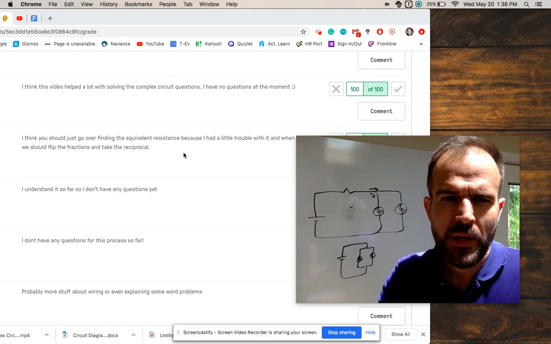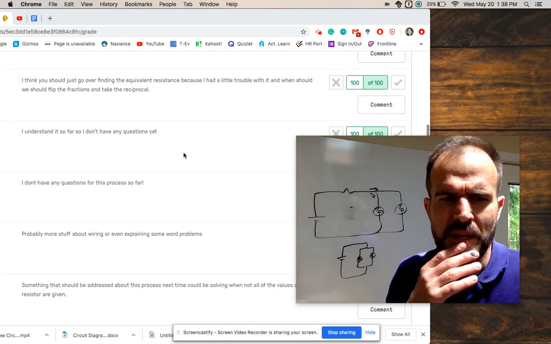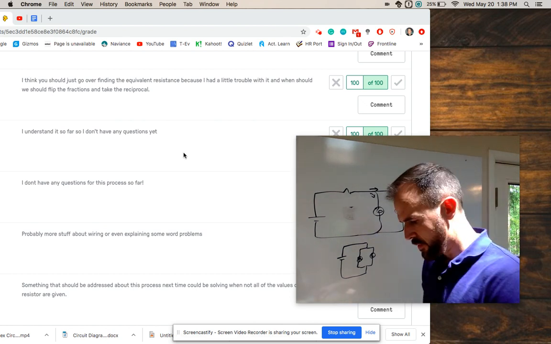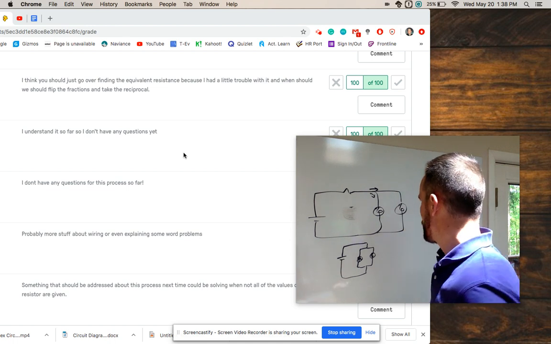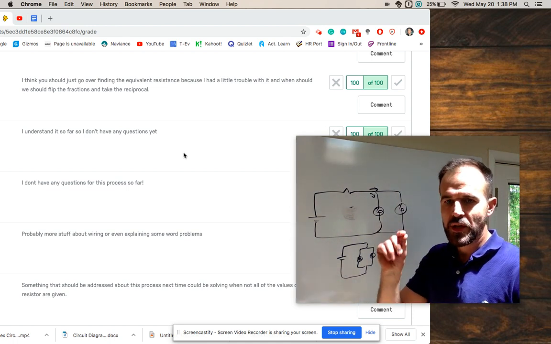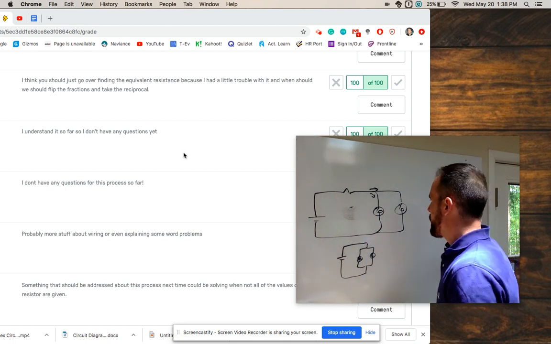I think the video helped a lot solving complex circuits. Cool. Equivalent resistance. Had trouble with that. When we should flip. All right, cool. So with parallel, it's a little bit weird to add up. It's not just adding the actual resistors. It's where you need to use that reciprocal thing.